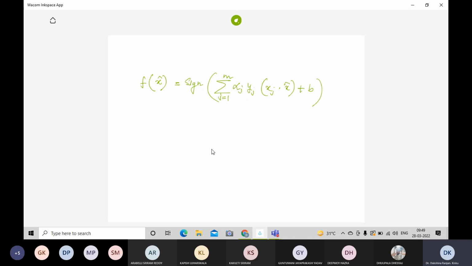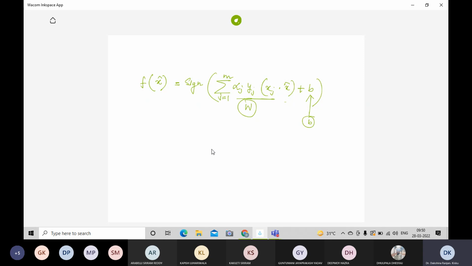Okay, so alpha j is known, yj is known. These alpha j, yj, xj are used during training. So basically this is nothing but w. So w is known to us, bias is known to us. So what is unknown? What is remaining? Remaining is x cap. So in place of w, what can we write? We can write summation over alpha j, yj, xj.